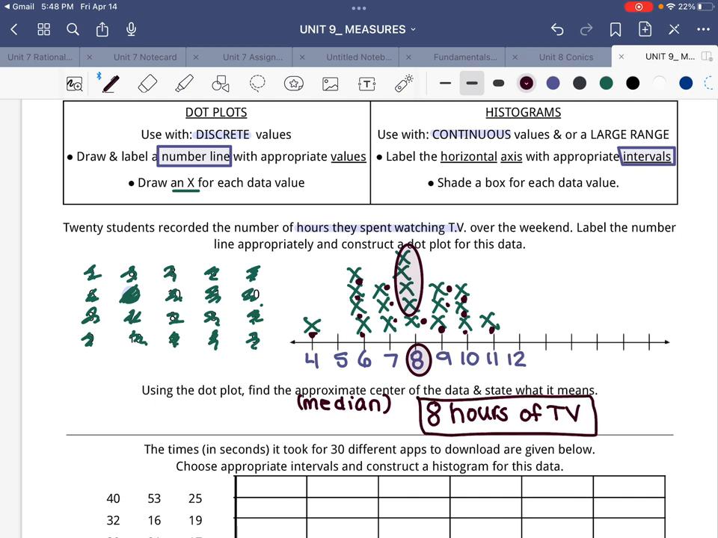How does that compare to the amount of TV that you watch? Is that more? Is that less? Do you think this is valid data? Always think about these things as we actually solve them because it actually matters.